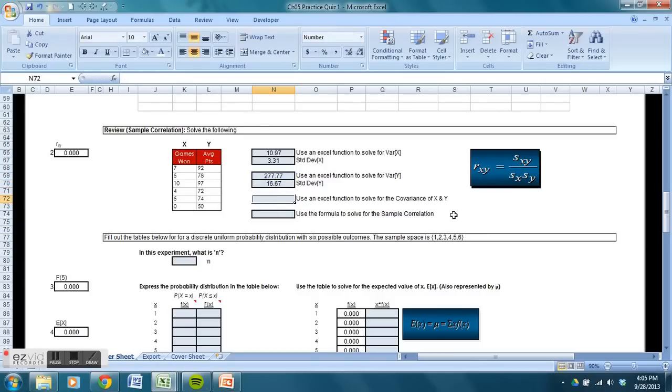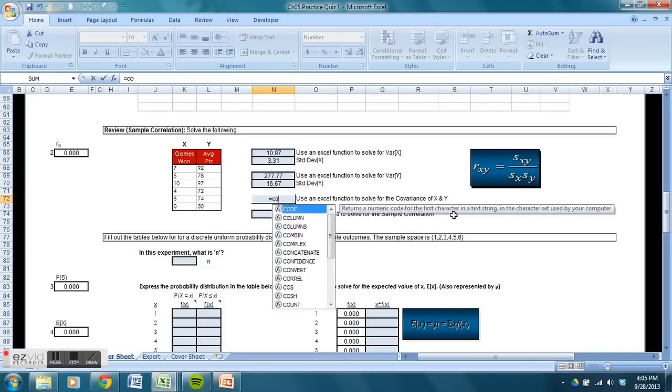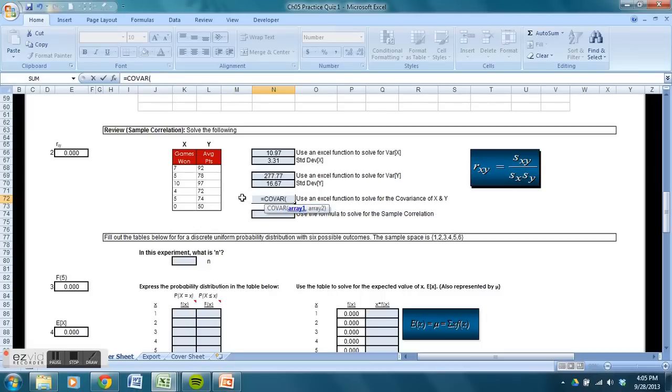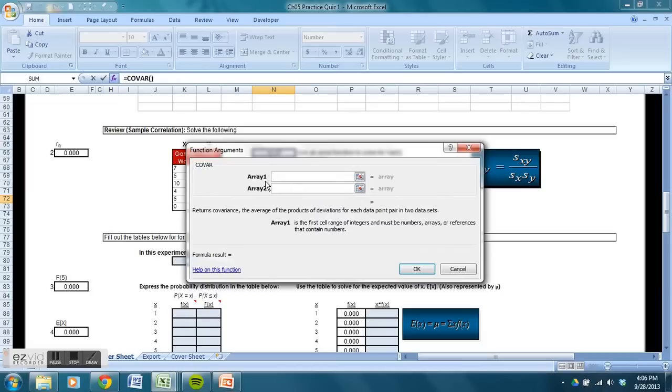Use an Excel function to solve for the covariance of x. Don't remember what function solves for the covariance of x? Just start typing in covariance. Oh, returns covariance. Looks right to me. Array 1 would be the x. Or let's say you don't remember what array 1 should be. Just hit this function button.